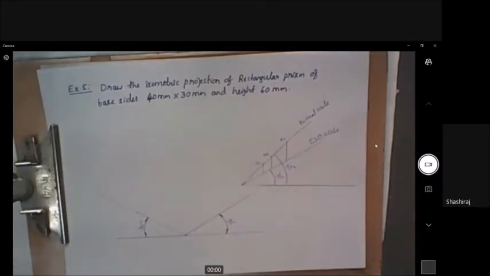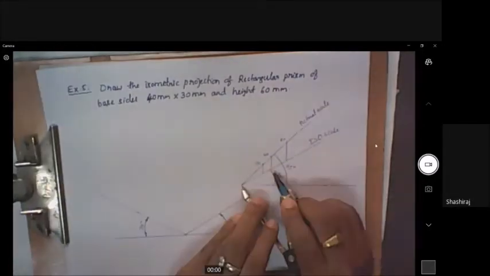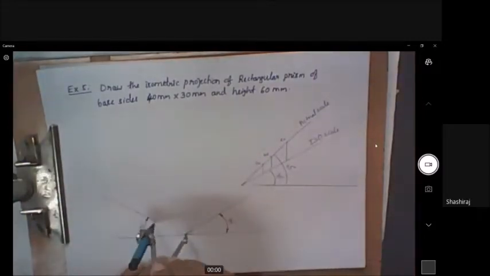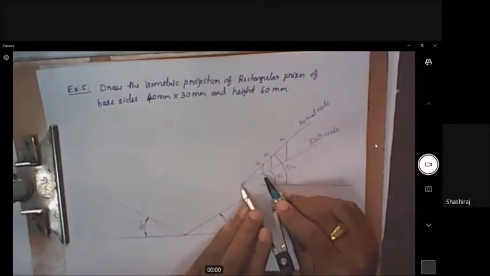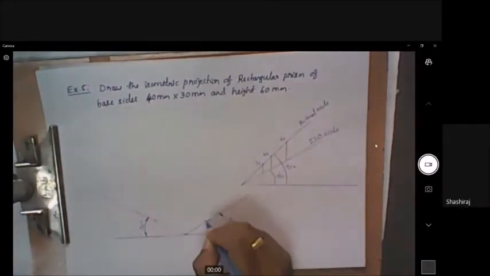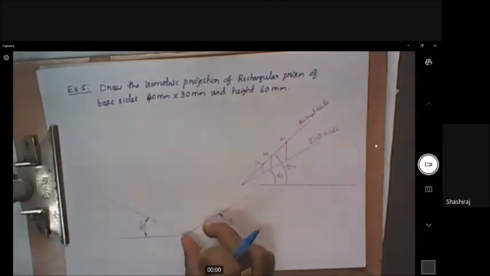Now the bottom face is a rectangle of size 40 mm and 30 mm. So I can mark the 40 mm side on this axis or this axis. That choice is left to me. I can mark it anywhere. Let's say I want to take 40 mm distance here. ISO 40 is this much. I take ISO 40 on this side. Take ISO 30 here on this side. Now this is ISO 40, this is ISO 30.